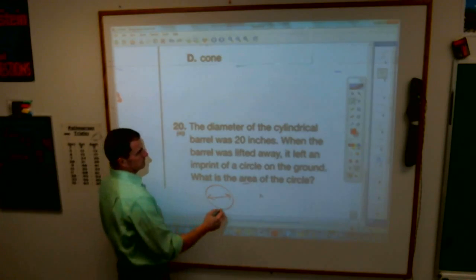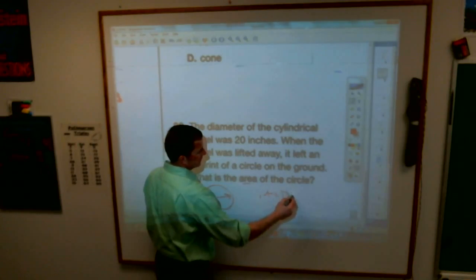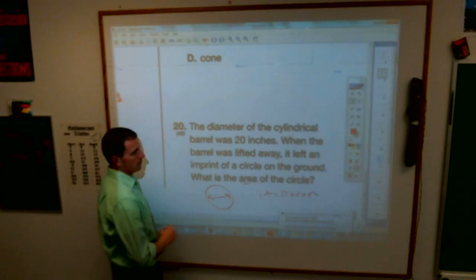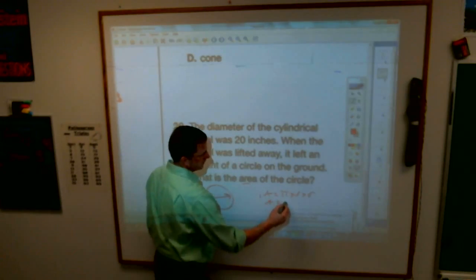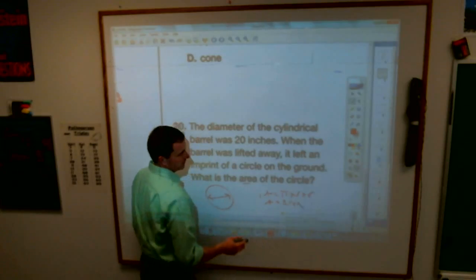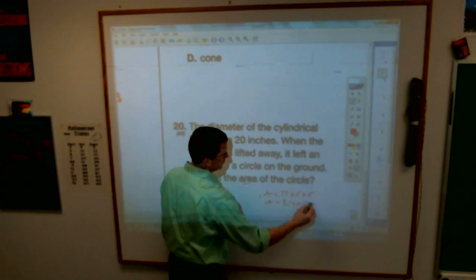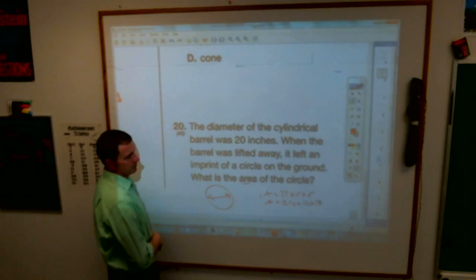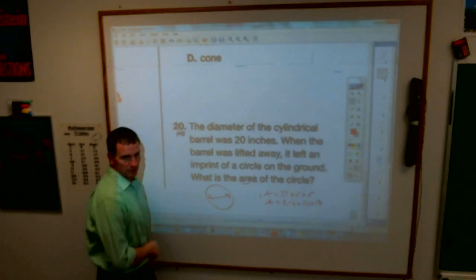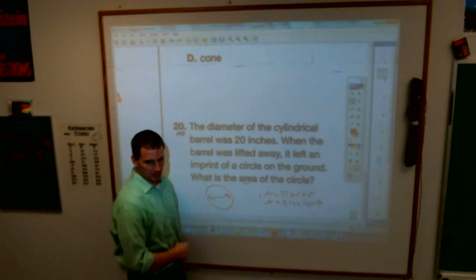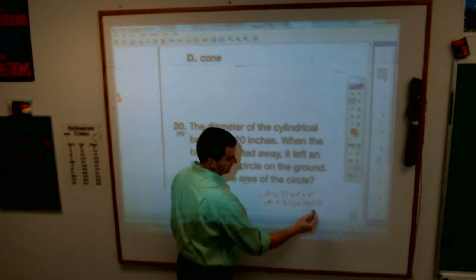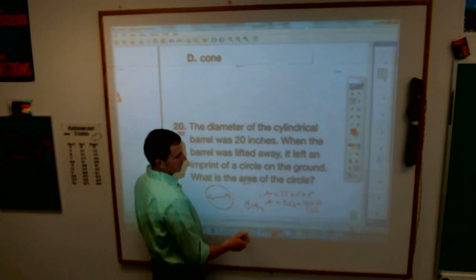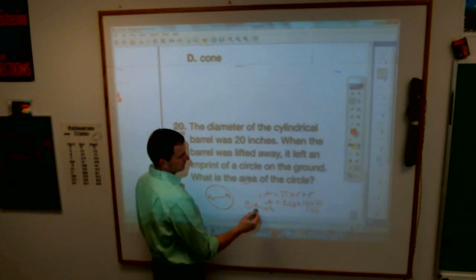Pi times radius times radius. Area equals pi times radius times radius. What is pi? 3.14. What's the radius? 10. So you multiply 10 times 10 to get 100. How did you get your answer from there? Because you're well on your way to the right answer. The answer is 314, since 10 times 10 is 100, and 100 times 3.14 with the decimal 2 places is 314. You forgot to multiply it by 10 again.